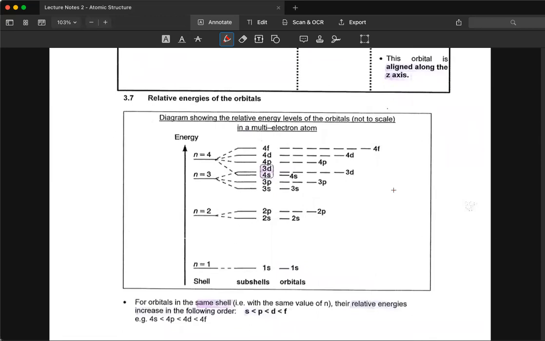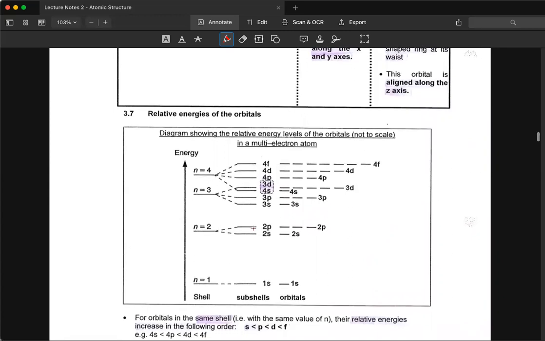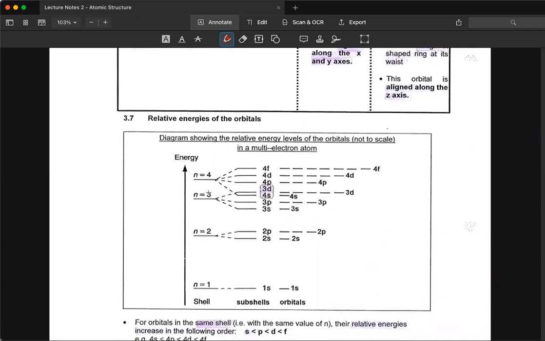Let's look at the relative energies of the orbitals. So this is a diagram showing the relative energy level of the orbitals, not to scale, in a multi-electron atom, meaning this atom has more than 1 electron. So we have the 1s at the lowest level in the n equals 1 shell. n equals 2 has the 2s and the 2p. Okay, so each line represents an orbital here. And 2p is 1 subshell, 2s is another subshell. And we move on to n equals 3. We have the 3s, 3p.